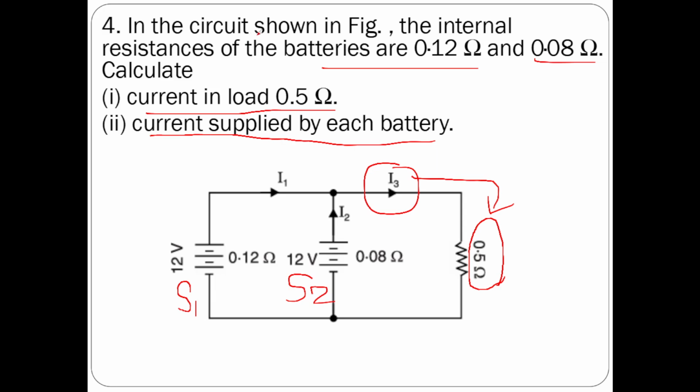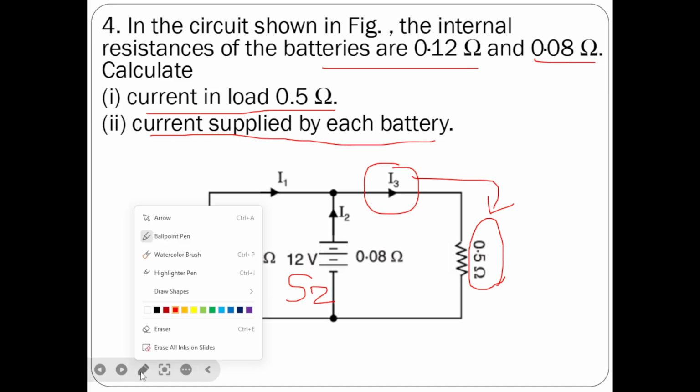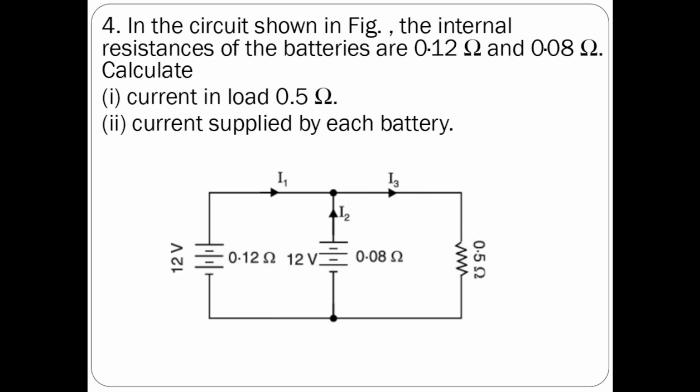So based on the question that has been asked here, we can determine the currents supplied by each battery and the load current by applying the superposition theorem here. So let us apply the superposition theorem and determine the current in 0.5 ohms.